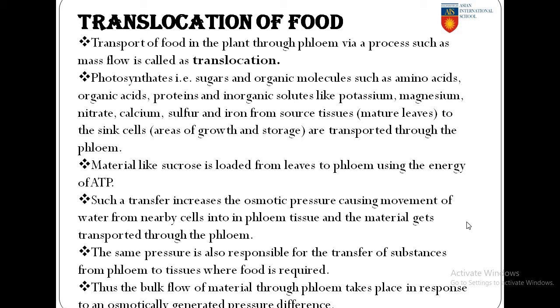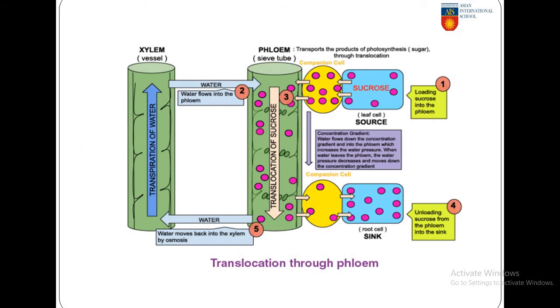There is a difference in the concentration gradient. As a result, the movement takes place. So this is how it takes place. This is the schematic diagram. See, transpiration of water, or the ascent of sap, it takes place.